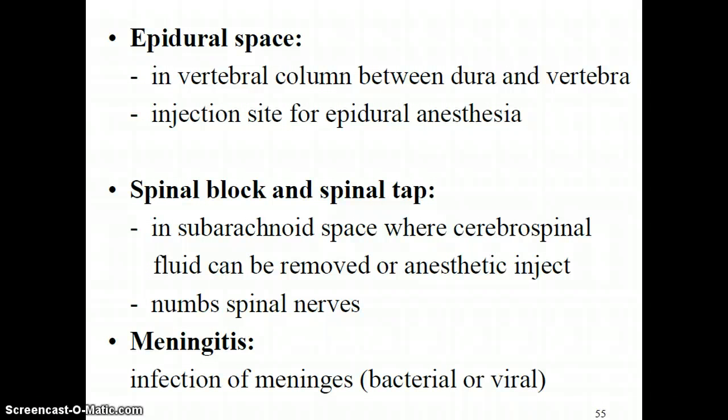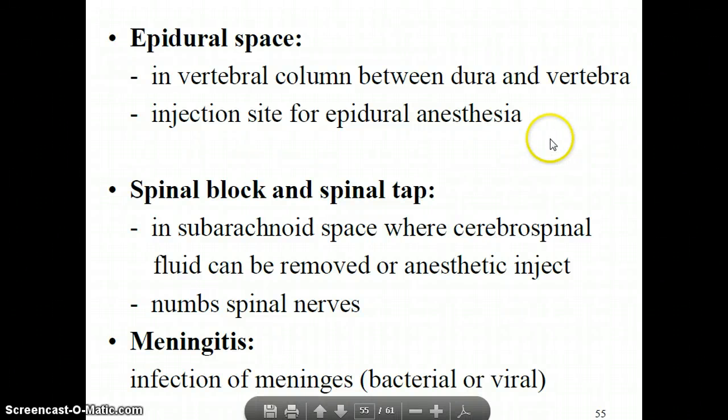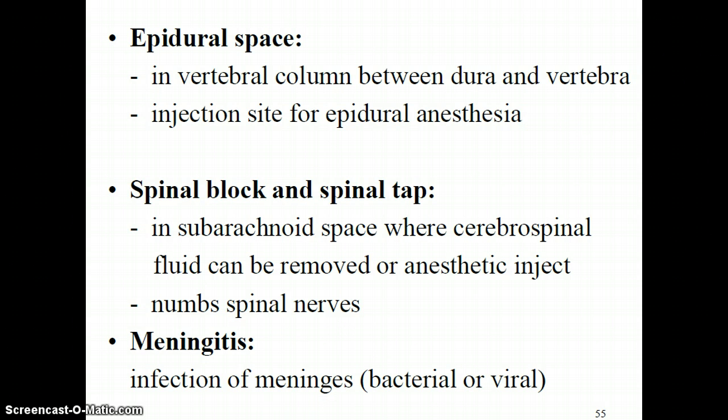And then the epidural space is in the spinal cord and the vertebral column between the dura mater and the vertebra. And it's importantly an injection site for epidural anesthesia. So if you have an epidural anesthesia, the anesthetic is being injected between the dura mater and the vertebra. And this tells you a little bit about spinal blocks and spinal taps and what they are used for and where they occur. And an inflammation of the meninges is called meningitis.